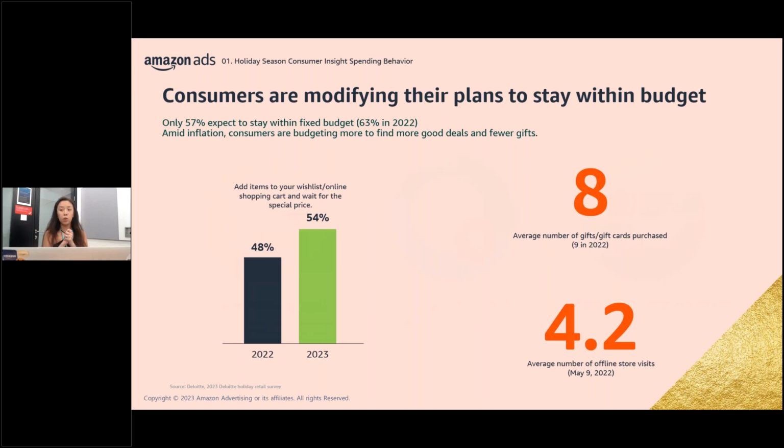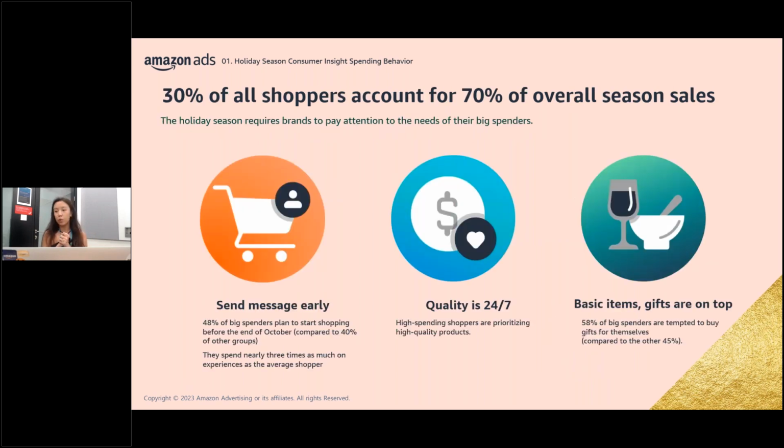Definitely, you will also see that essentially 30% of our shoppers actually account for 70% of our overall sales season. So you want to pay attention to the needs of your big spenders, right? We notice that most of the time, big spenders start shopping before the end of October already. So you want to be a bit more preemptive.